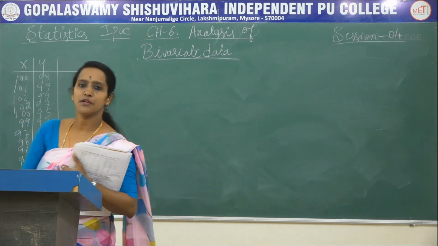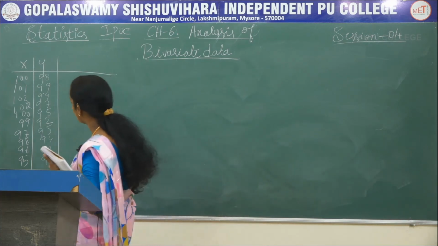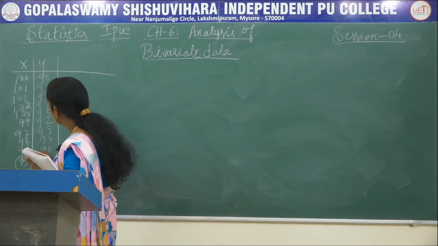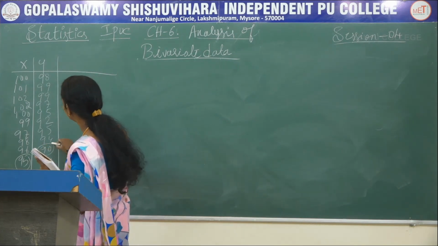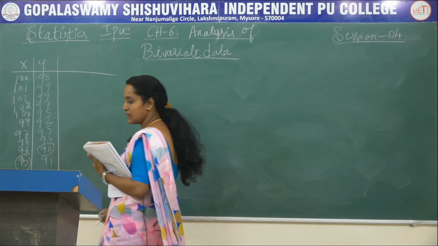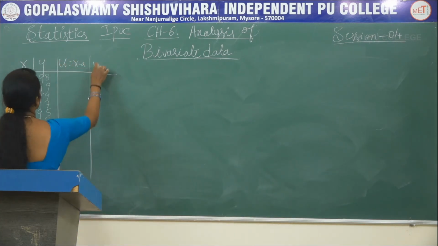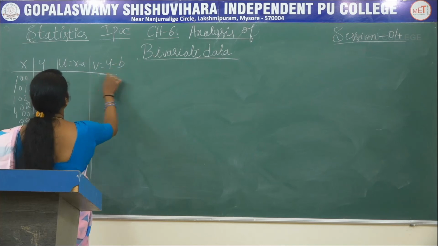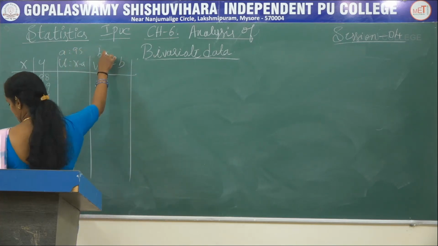See, for this also we are going for deviation method, and in x the minimum value is 95 and in y the minimum value is 90. Okay, so take the deviation. So u is equal to x minus a, v is equal to y minus b, and your a is equal to 95, b is equal to 90.